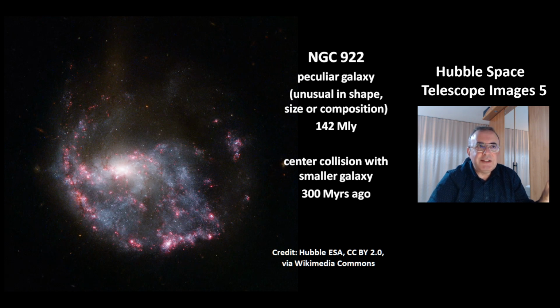This is the galaxy NGC 922. A peculiar galaxy, which means it is unusual in shape, size, or composition. It is at a distance of 142 million light years. In the center, there was a collision with a smaller galaxy, which happened about 300 million years ago.